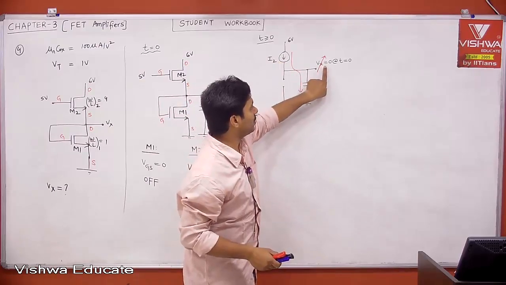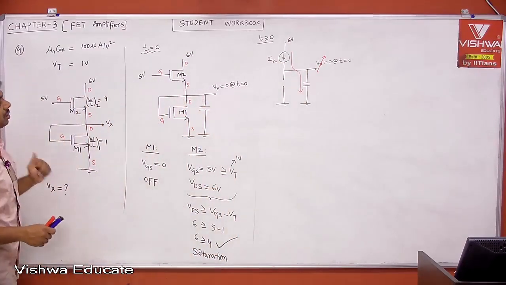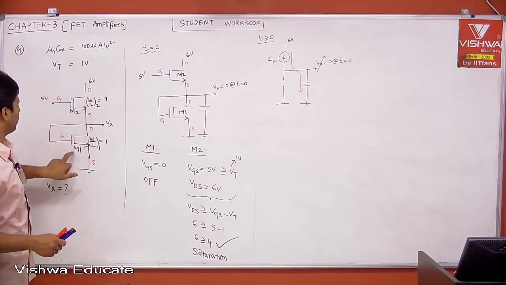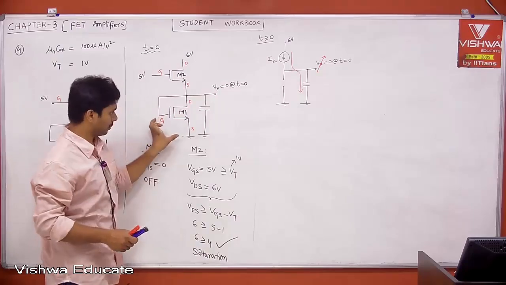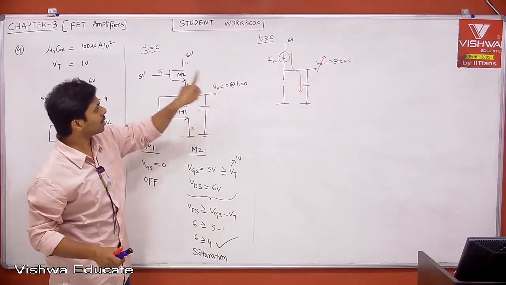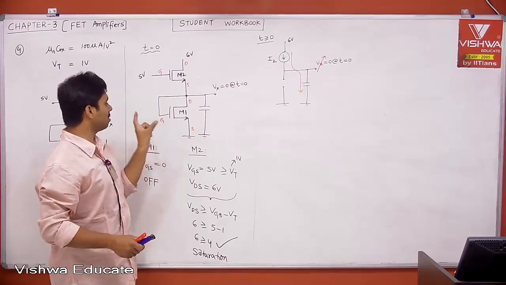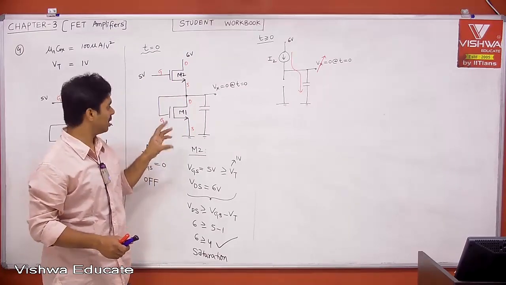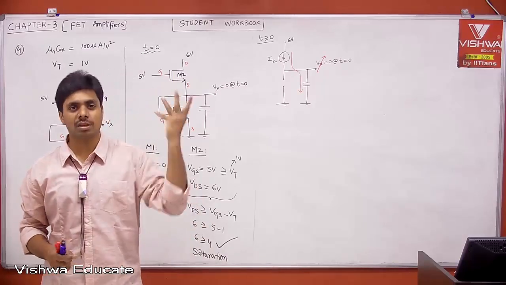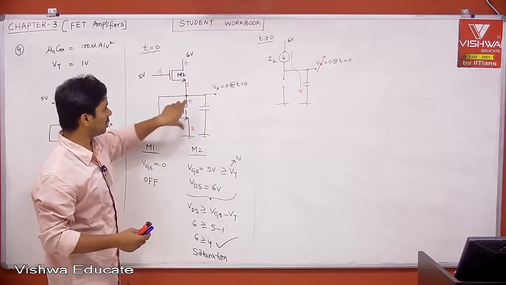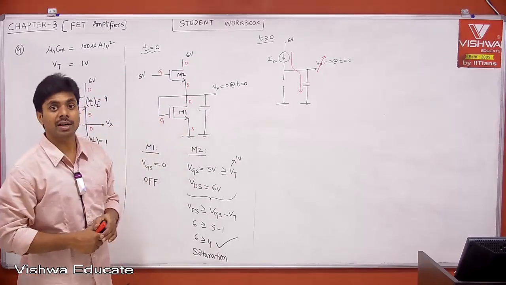Definitely at a particular point your Vx will cross 1 volt. Why specifically 1 volt? Because the threshold voltage of M1 is 1 volt, and the same Vx is nothing but VGS, right? Once Vx crosses 1 volt, your VGS crosses 1 volt. When Vx crosses 1 volt, remember, M1 turns on and directly enters saturation. Why? Because gate to source voltage equals drain to source voltage. This is always a diode-connected transistor. Immediately it will be like a current source.